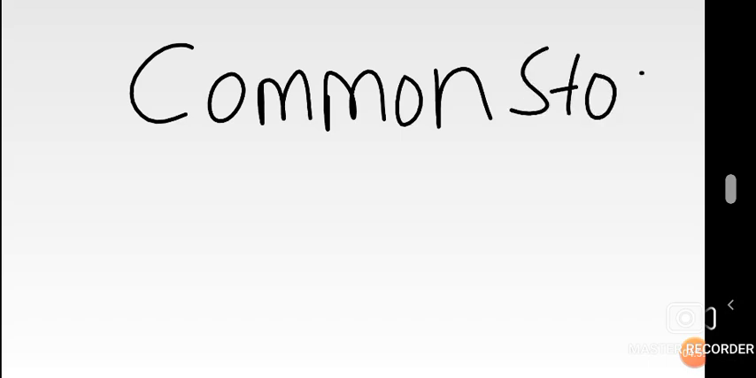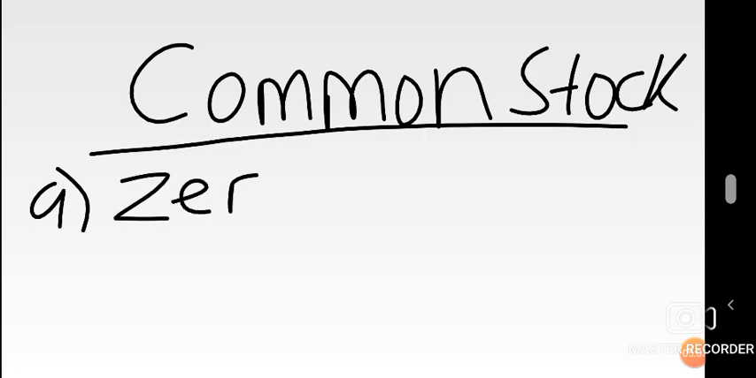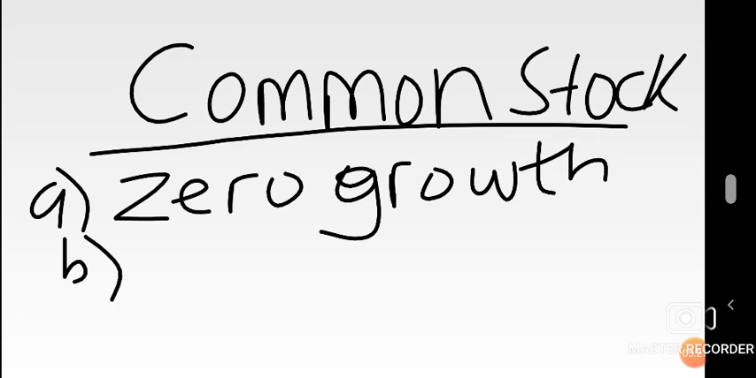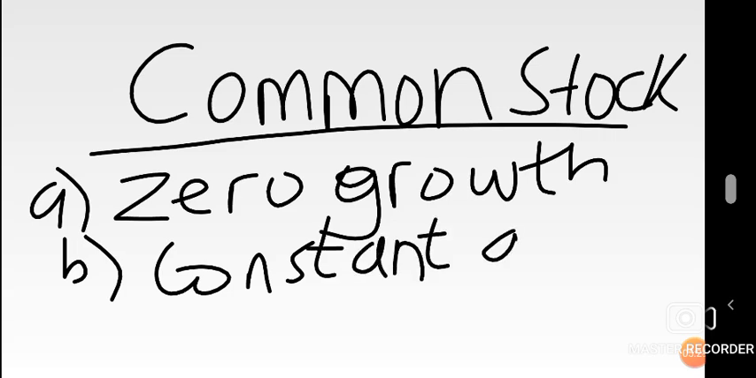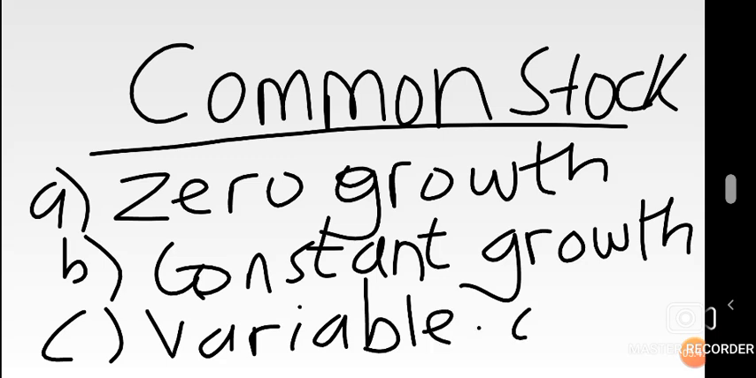Common stock itself is partitioned into 3, namely zero growth common stock, constant growth, and we have what we call variable growth. So there are 3 types of common stocks and you need to know them.